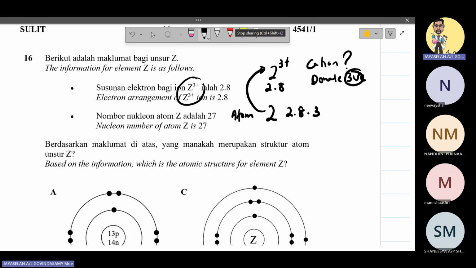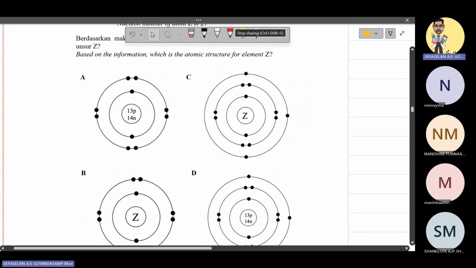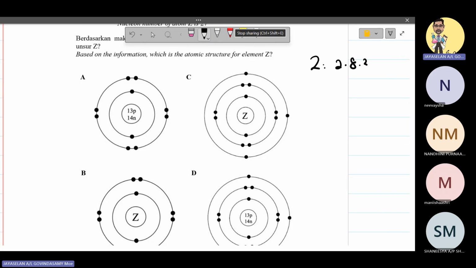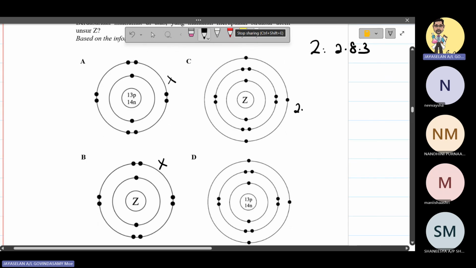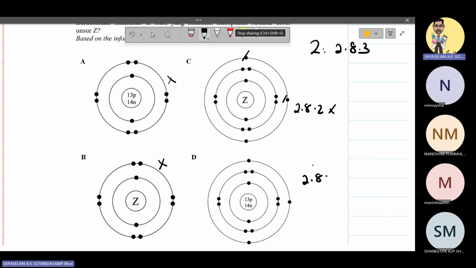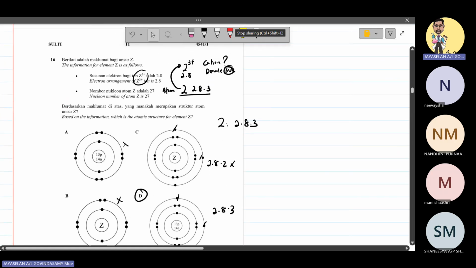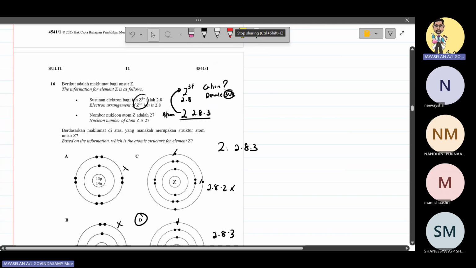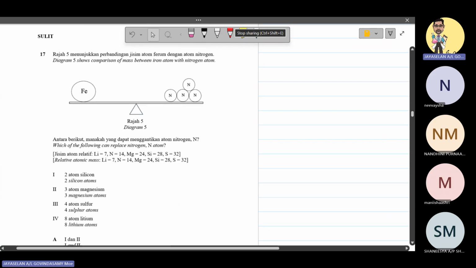Understand? Donate and form a cation, right? So 2.8.3. They ask: based on the information, draw the atomic structure. So the atomic structure should have 2.8.3. This one cannot, 2.8 cannot. This is 2.8.2, cannot. This is 2.8.3, so D. Any question? If you all keep trying questions 1 until 20, you cannot get them wrong. Try to do 17 and all these.